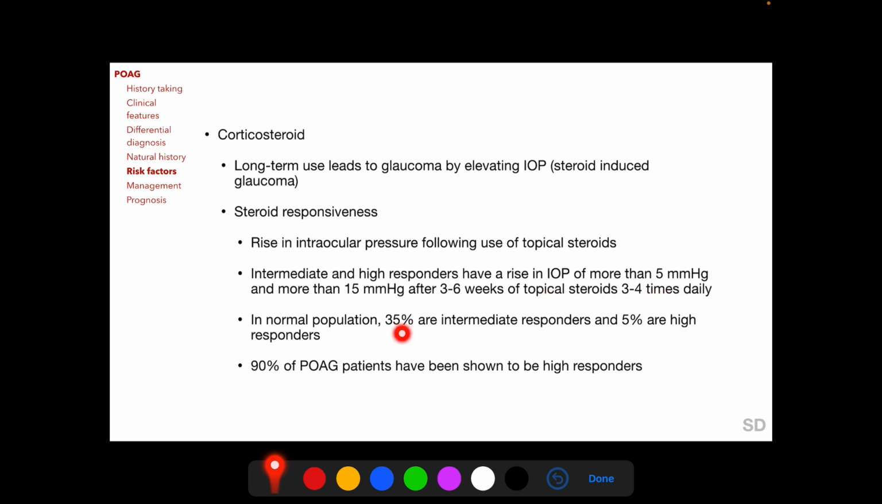35% of the normal population are intermediate responders and only 5% of the normal population are high responders. But 90% of primary open-angle glaucoma patients have been shown to be high responders. And this must be kept in mind when these patients require topical steroids for ocular comorbidities.